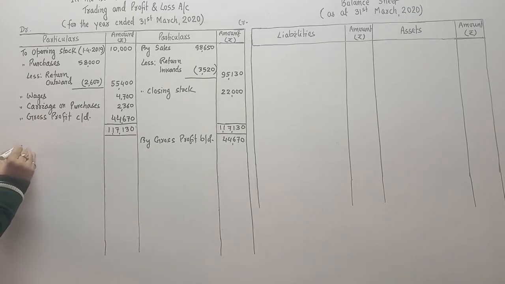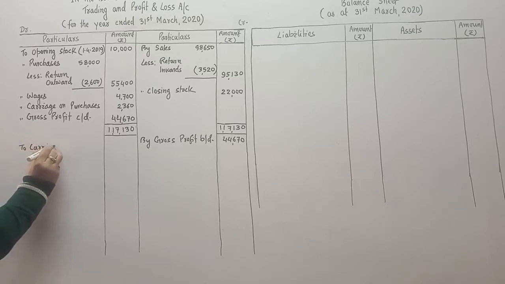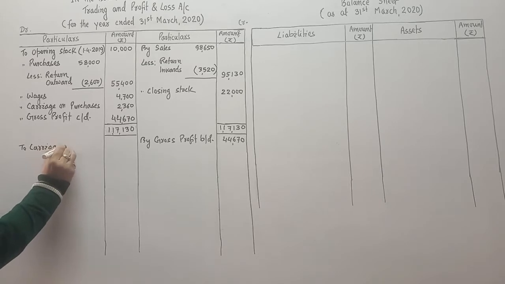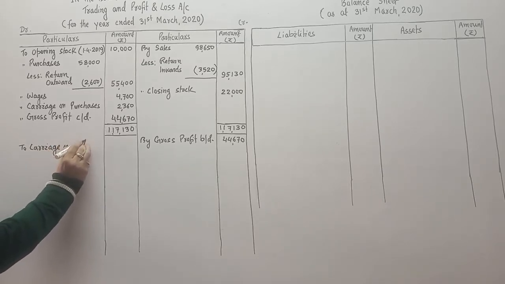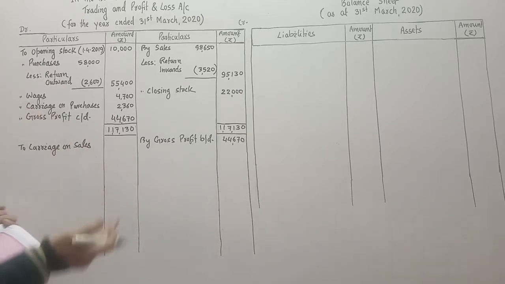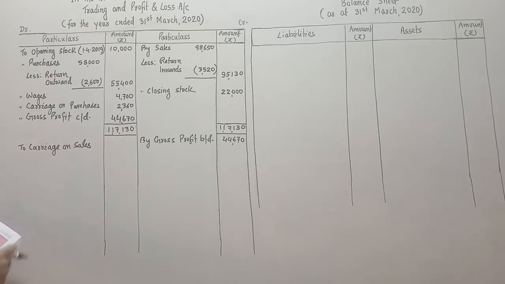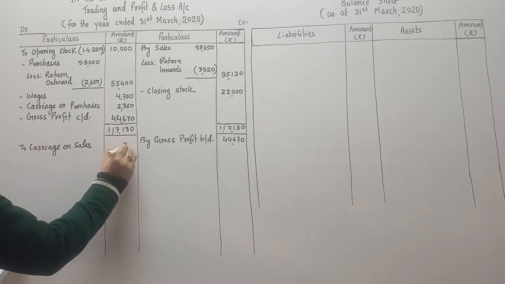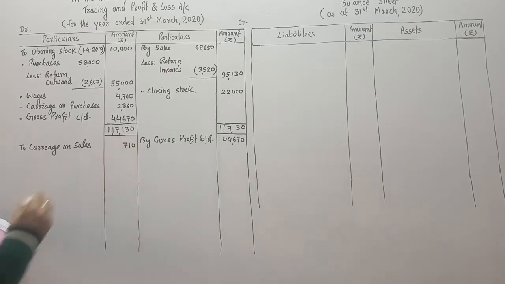We will see all the indirect expenses from the top. So we write carriage on sales. Carriage on sales means carriage outward. This is 710 rupees, the carriage on sales.